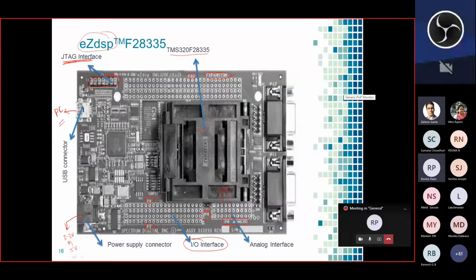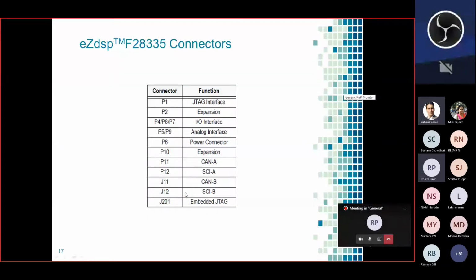Okay, so let us see which pins can be used. As I have shown you, P4, P8, P7 are specifically used for IO configuration. And for the analog interface you have P5, P9, as I showed you in the previous slide. Other things are for communication purposes. And for expansion P2, P10 are left. P1 is for the JTAG interface and this J201 is for embedded JTAG. So these we do not use.